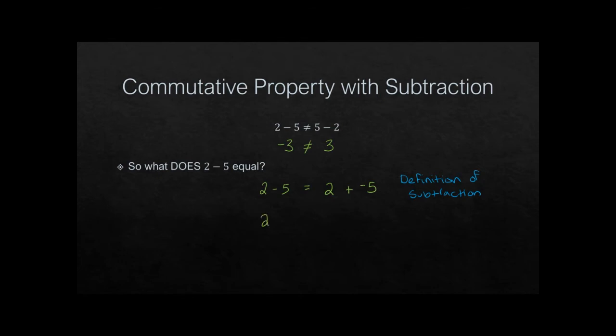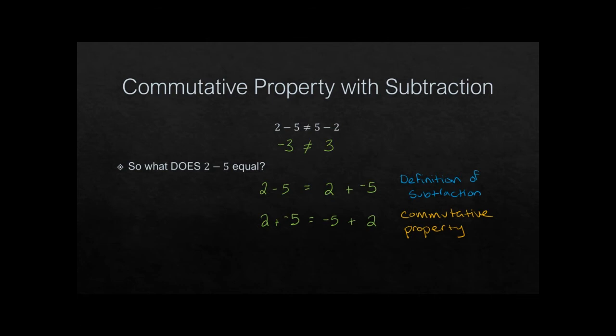Now I have 2 plus -5. What else do I know? I know the commutative property of addition. That commutative property says you can rearrange the order. So this is the same as -5 plus 2. So I'm going to write this down. And this is the commutative property. I usually don't write addition there, I just write commutative property. So I'm just using what we know.